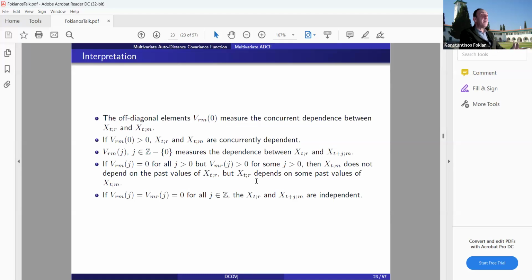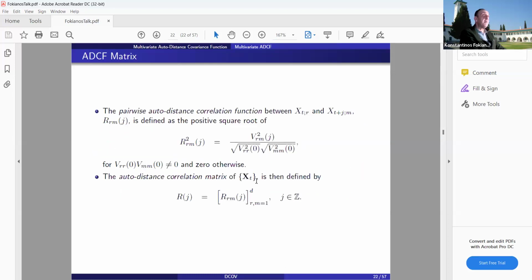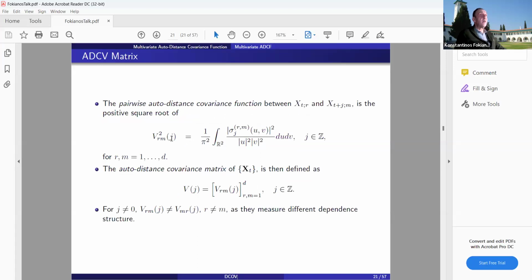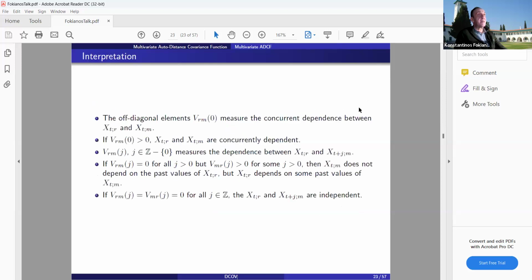Now, can we interpret something about this matrix? Well, first of all, the off-diagonal elements at lag 0 measure the concurrent dependence between XTR and XTM. If you put here j equals 0, then we measure the concurrent dependence between these two components. If this is positive, then they are concurrently dependent.